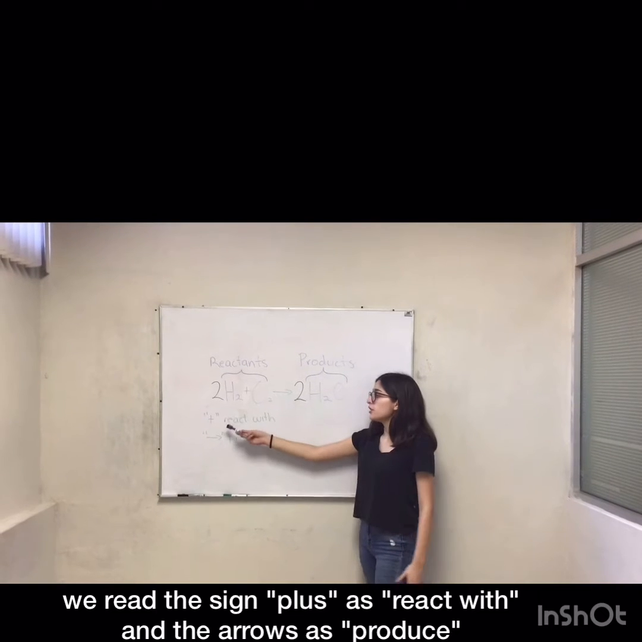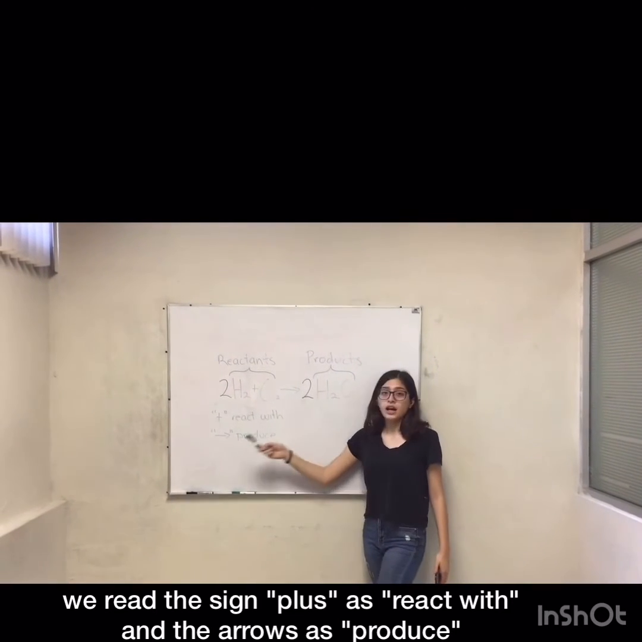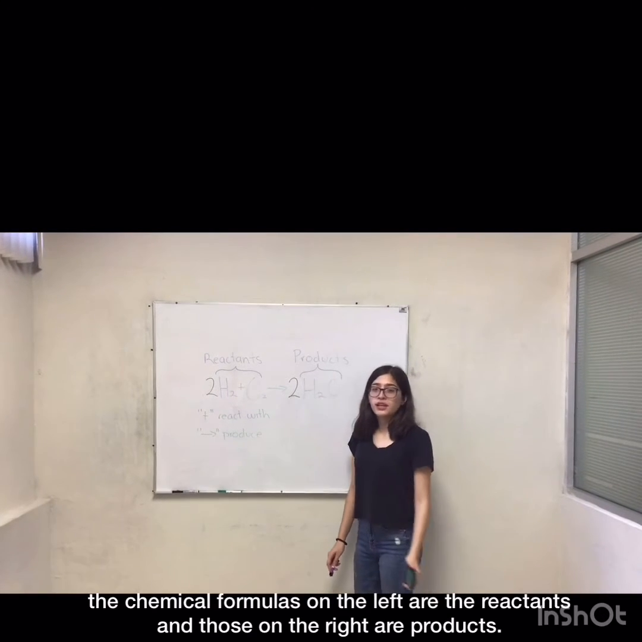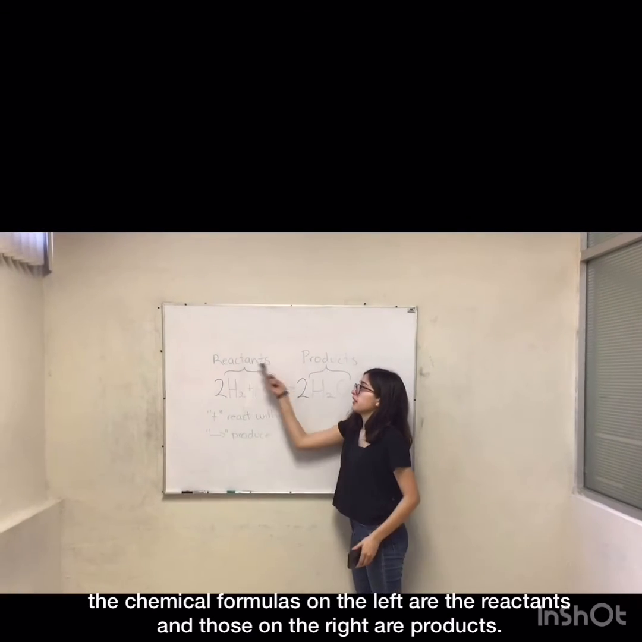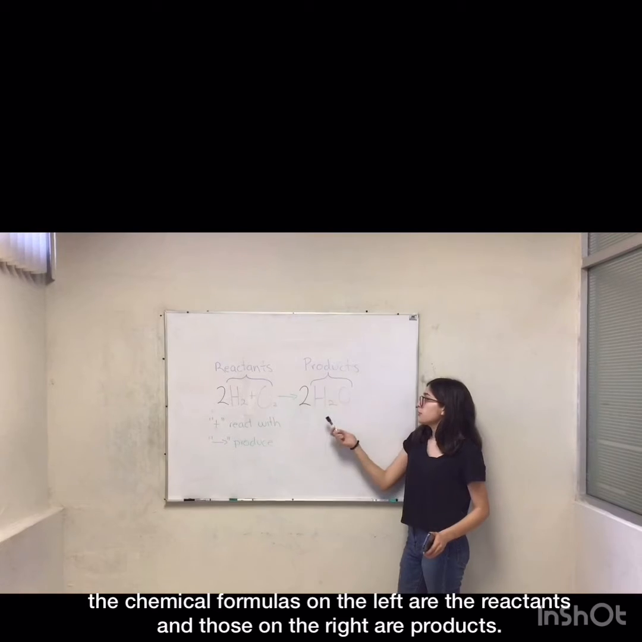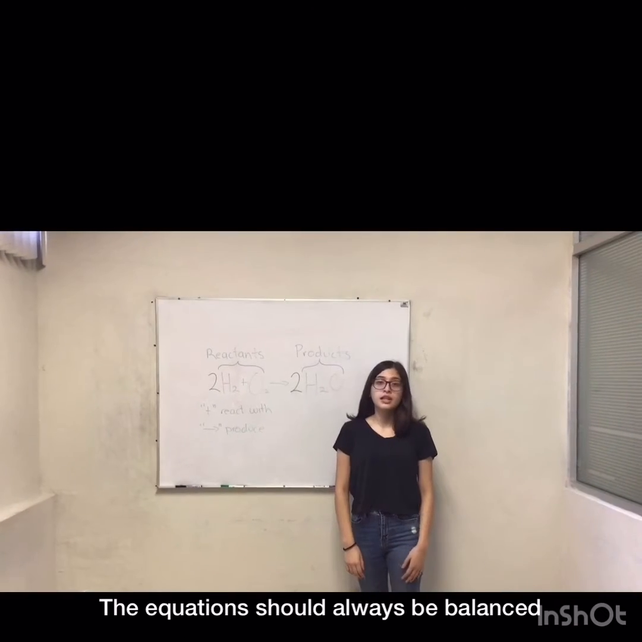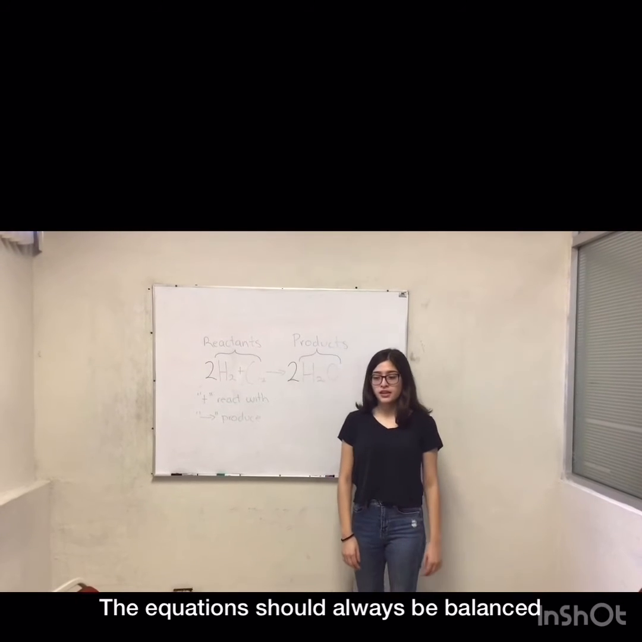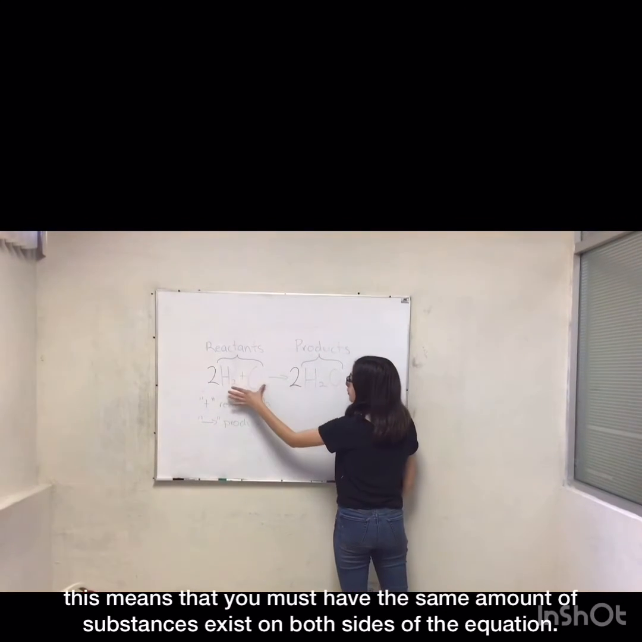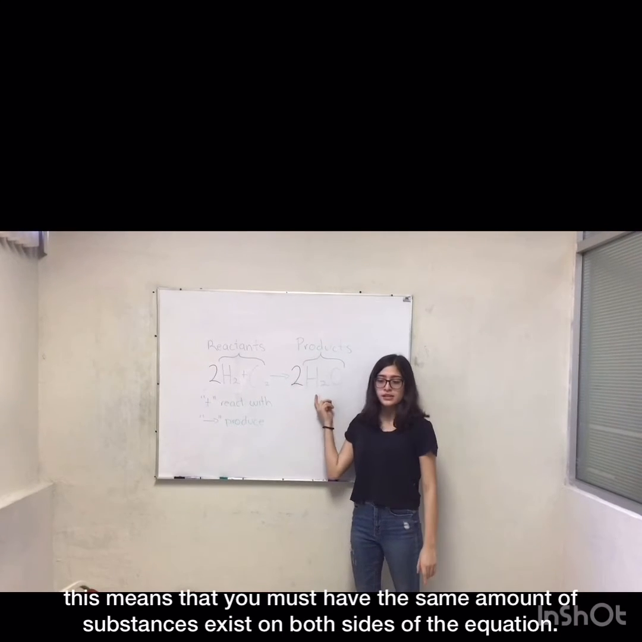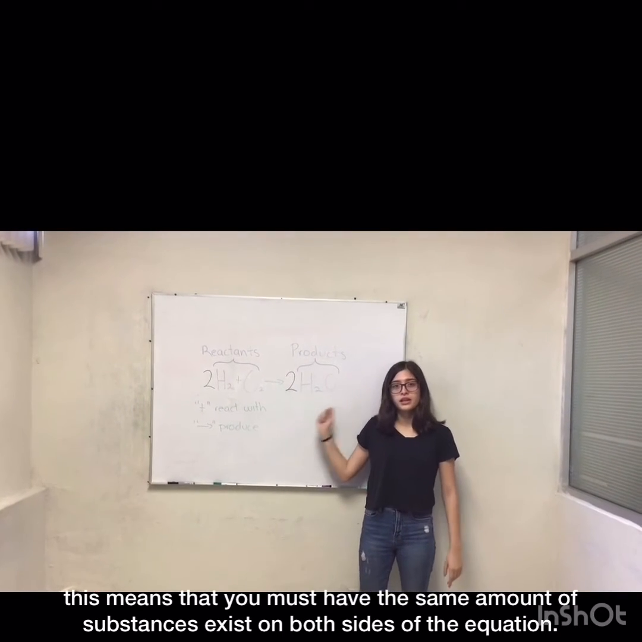We read plus as "react with" and the arrow as "produce." The chemical formulas on the left are reactants and the formulas on the right are products. The equation should always be balanced. This means that you must have the same amount of each substance on both sides of the equation.